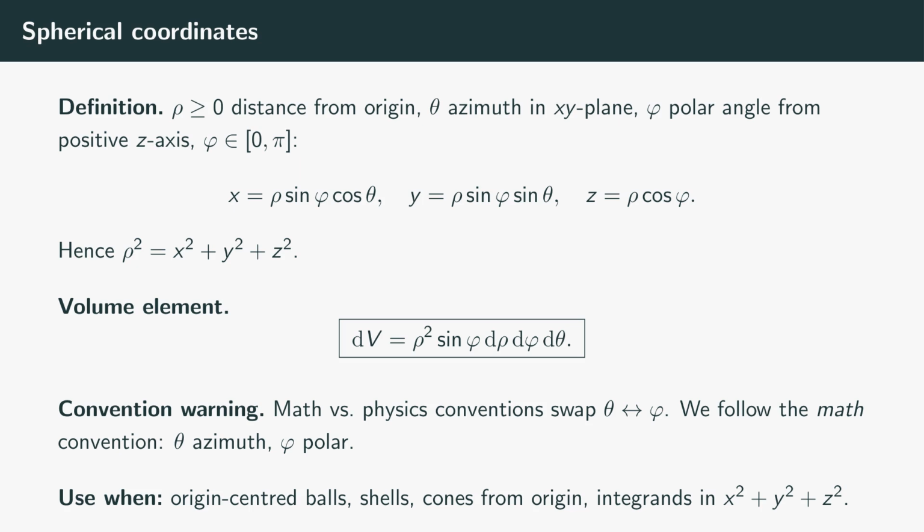The conversion: z equals rho cosine phi, the vertical component, and the horizontal projection has length rho sine phi, which splits into x equals rho sine phi cosine theta and y equals rho sine phi sine theta.